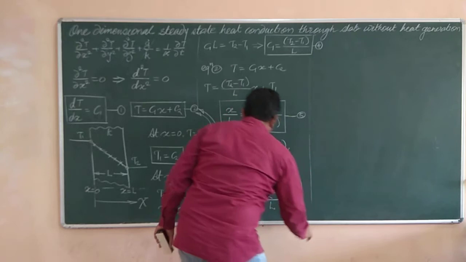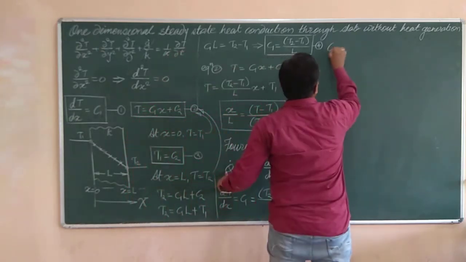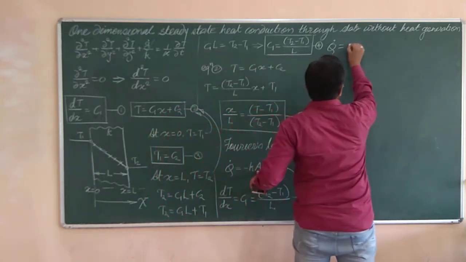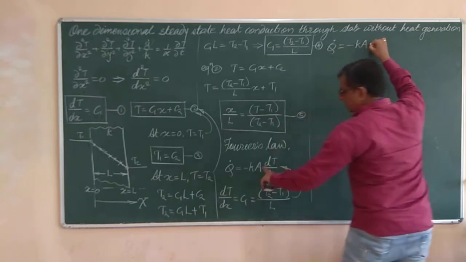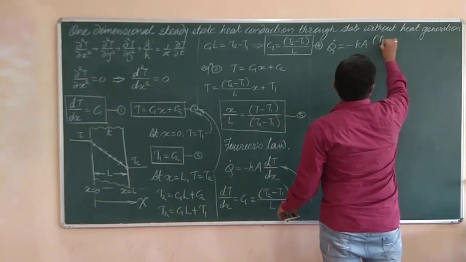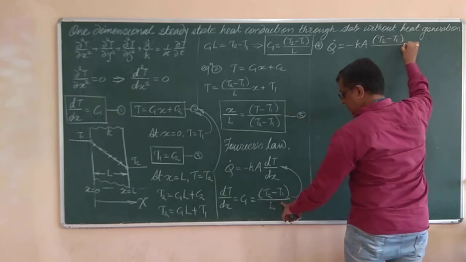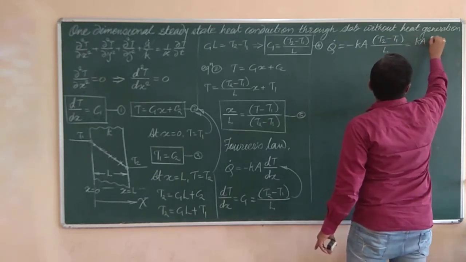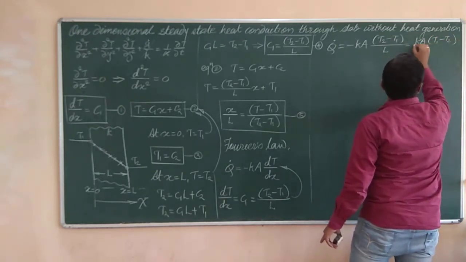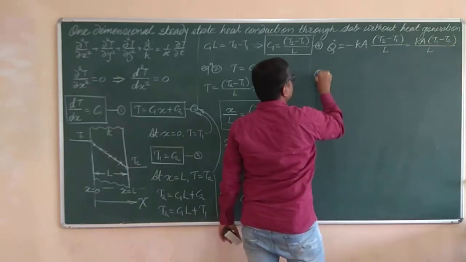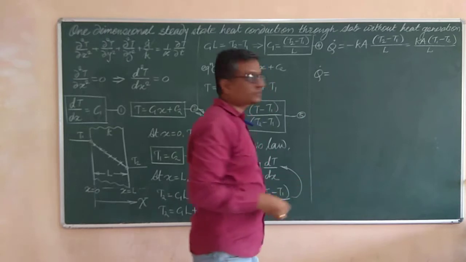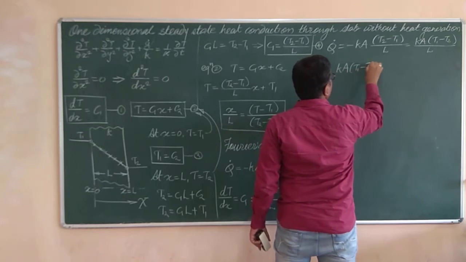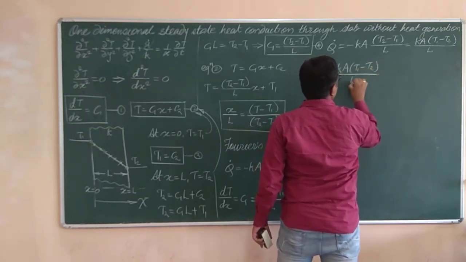Now this value of dT by dx, the temperature gradient, I am going to substitute over here, and after substituting that we will get the equation for Q dot as equal to minus K into the term A. Now dT by dx is (T2 minus T1) whole divided by the letter L. So it can be simplified to another form: KA into (T1 minus T2) by L. So we will have the same form of the equation, that is Q dot is equal to KA into (T1 minus T2) whole divided by the width of the slab L.